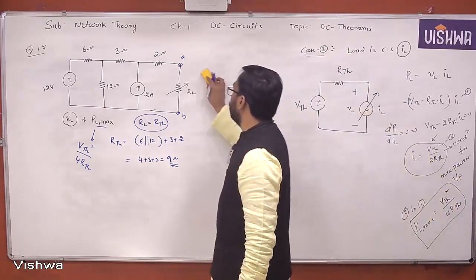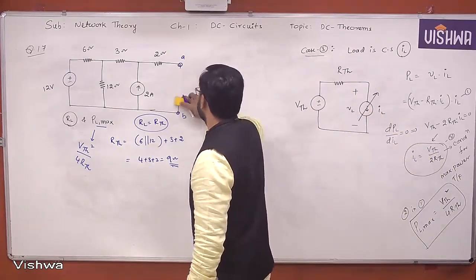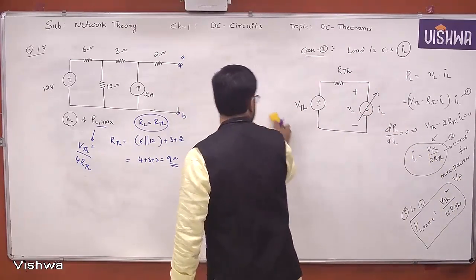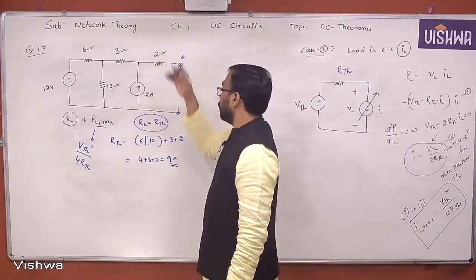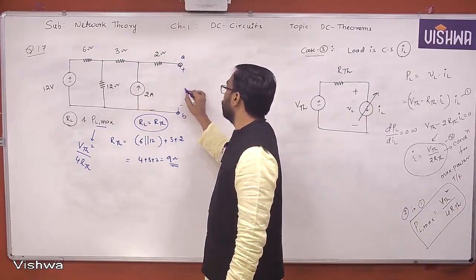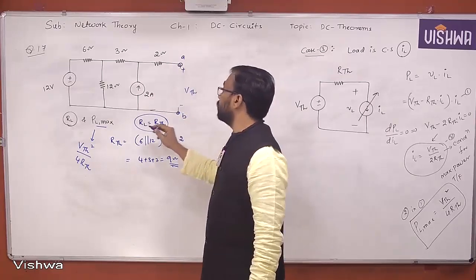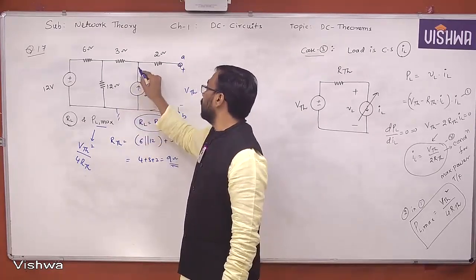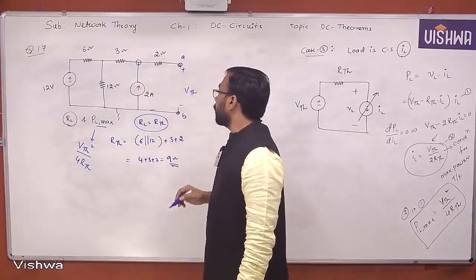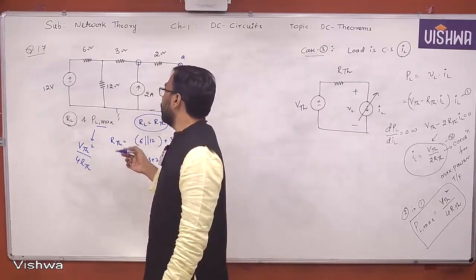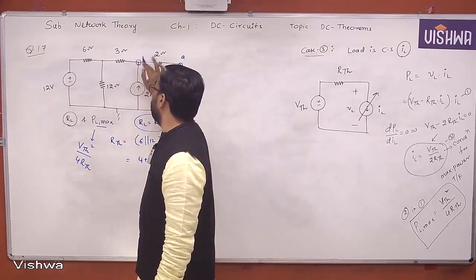Let us remove this load to find both RTH as well as VTH. We have to remove the load and let us find VTH. Now this is nothing but VTH. But to simplify with the minimum number of equations, let me not take any variable here.